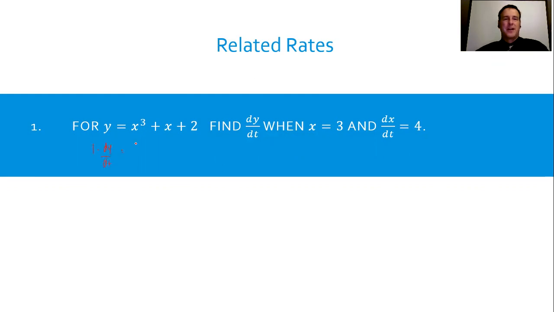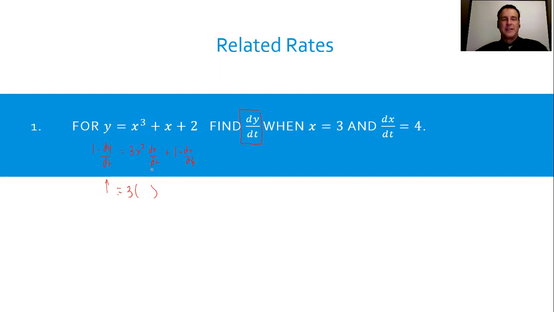The derivative of x cubed is 3x squared dx dt. I'm going to use x here. And the derivative of x is 1 dx dt. And the derivative of 2 goes away. And then after you do that, we're going to find and solve for dy dt, which is that guy.